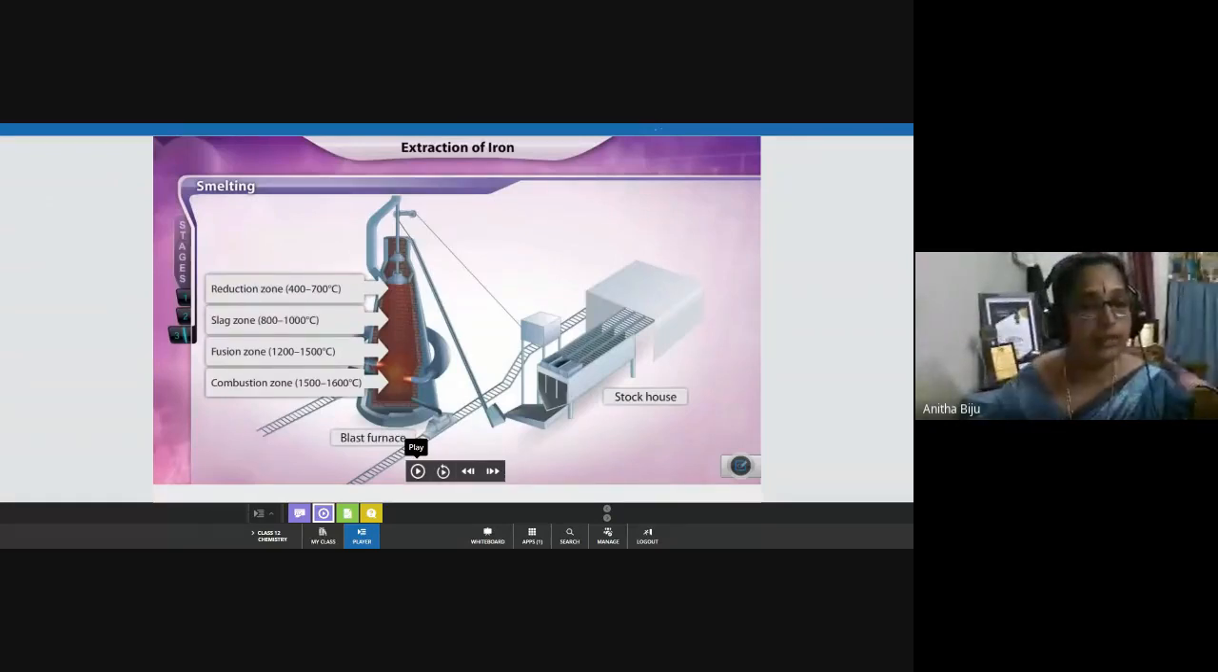Look at the different zones: reduction zone, slag zone, fusion zone and combustion zone. No need of remembering the temperature, but you can remember which zone is of highest temperature and which is the lowest temperature one, that you can mention, along with the reactions that take place in each zone.